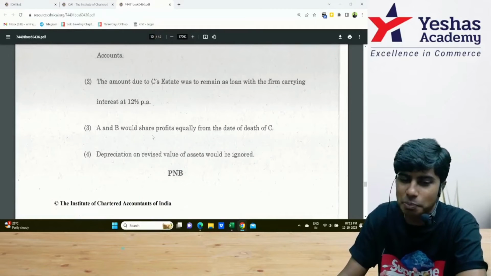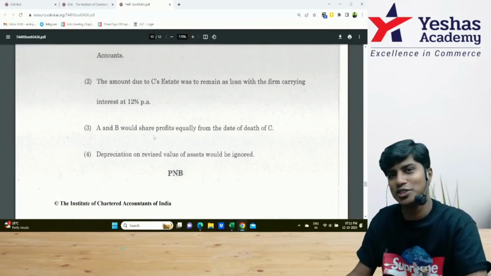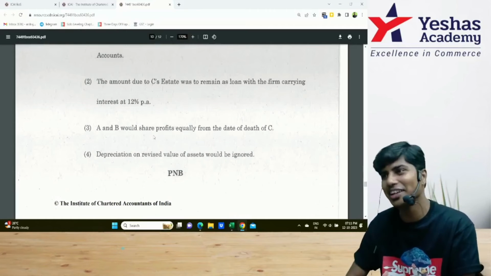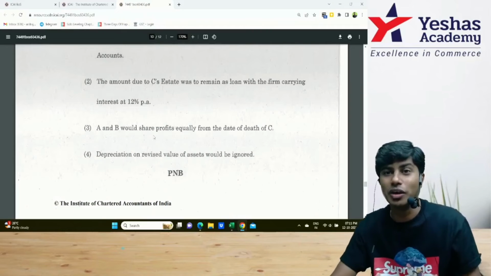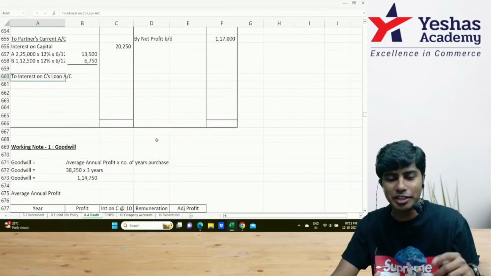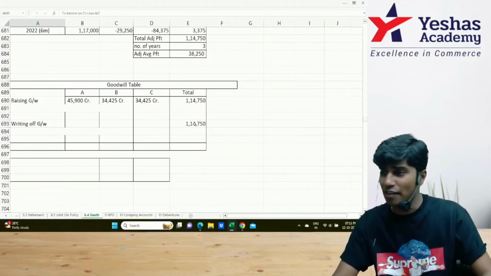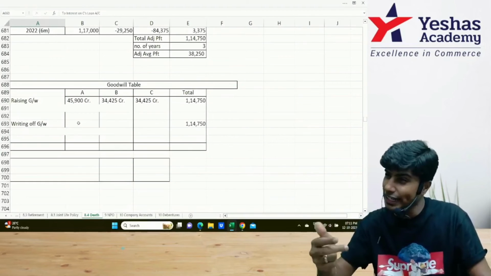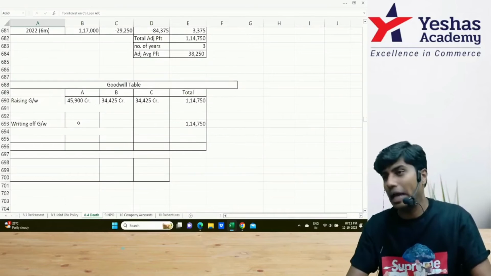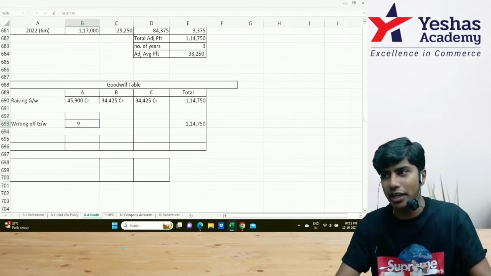A and B would share profits equally from the date of death of C. See, whatever we want, they'll give. Profit sharing ratio after death is 1:1. Where does it help? Goodwill adjustment. This 1,14,750 should be written off. When we write off goodwill, goodwill will decrease. Goodwill credit, debit will be capital account. Debit it to A and B.